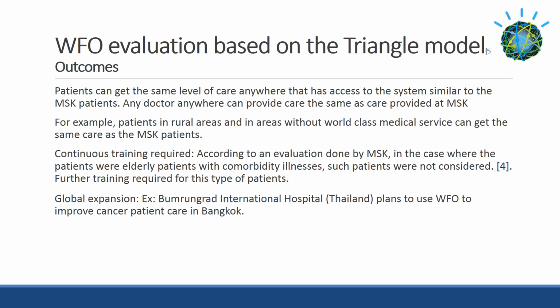The system, however, needs continuous training in order to be able to perform well in all different categories and for different patients. For example, an evaluation done by MSK showed that the system does not work well for all the patients with comorbidity illnesses. So obviously further training in this space is required. And the system is also being adopted globally at the moment. As an example, Bumrungrad International Hospital in Thailand is planning to use this system to improve cancer patient care in Bangkok.